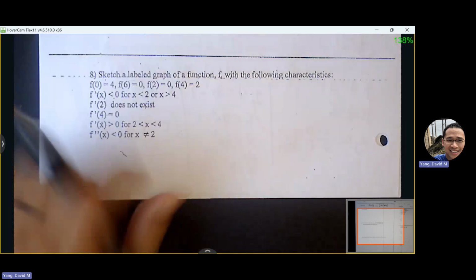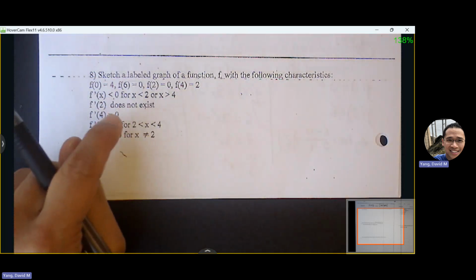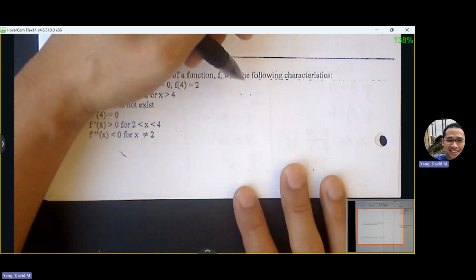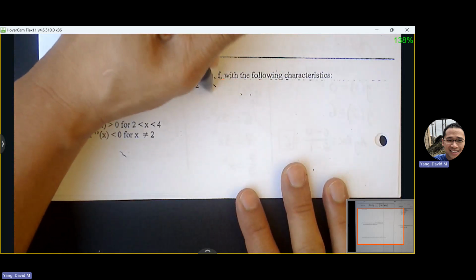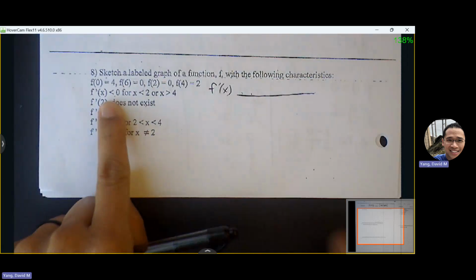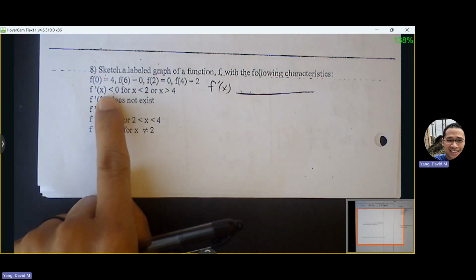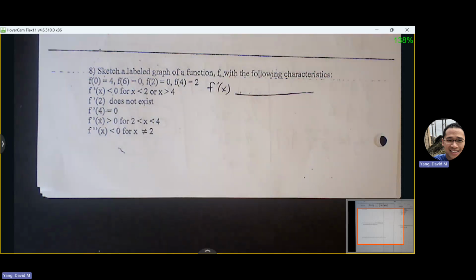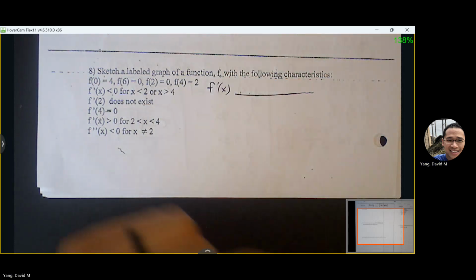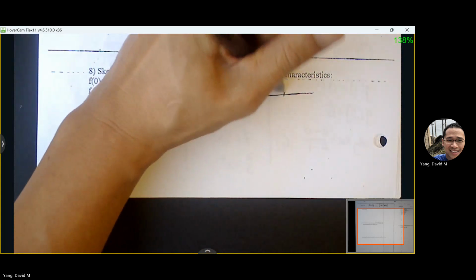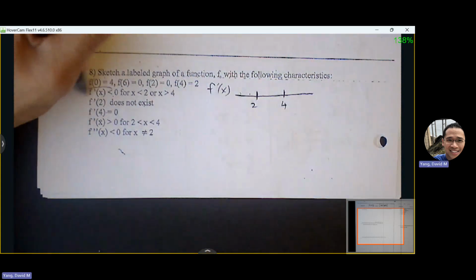So the first statement is just a bunch of ordered pairs. We can plot them when you're ready to sketch your graph. The second statement gives us some helpful information about our f prime sign line. So this first statement says f prime of x is less than 0. That's going to be negative slope to the left of 2 and to the right of 4. Right, negative slope.